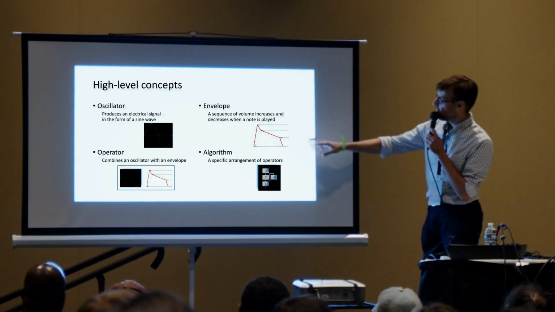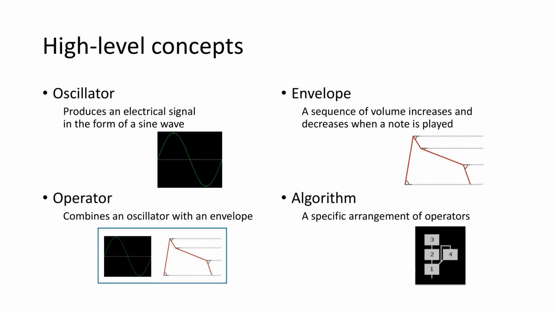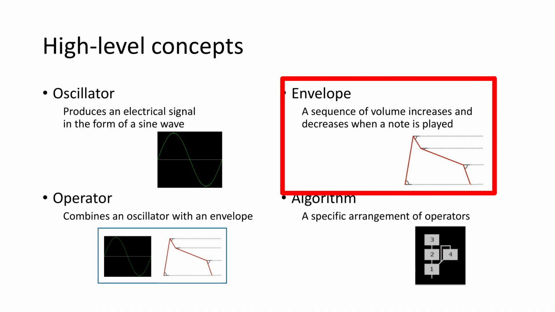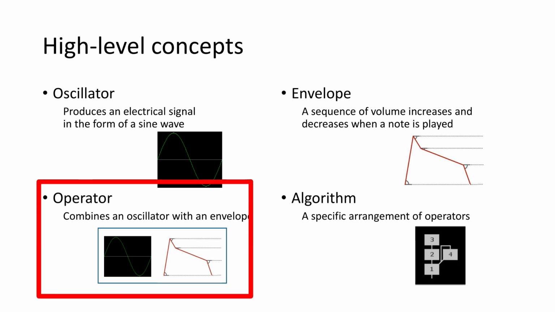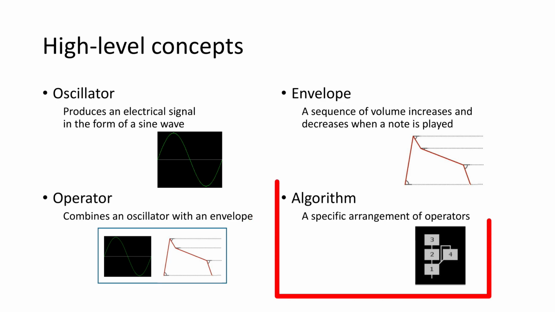And then you have, on the opposite end, an envelope. That's simply controlling the volume of any signal you put in. When you combine both of these together, you get what's called an operator. And then an algorithm is the fourth component. That just chains a bunch of operators together.